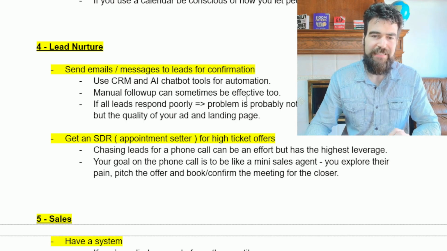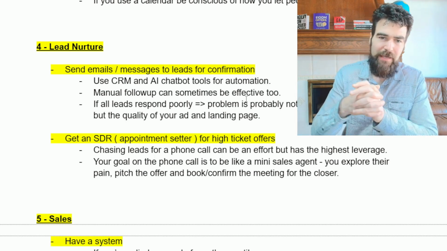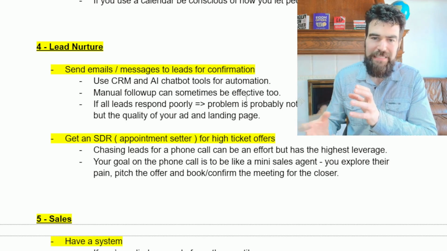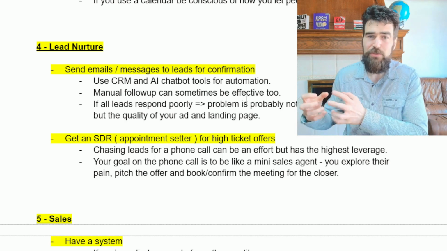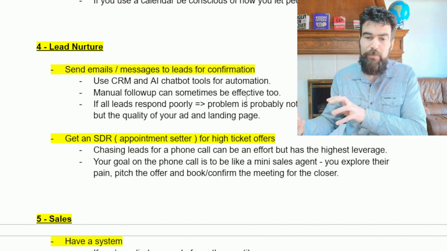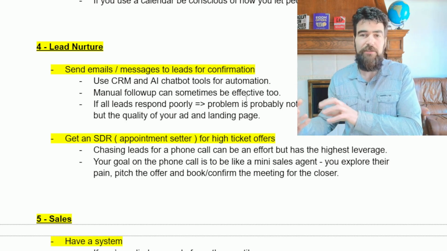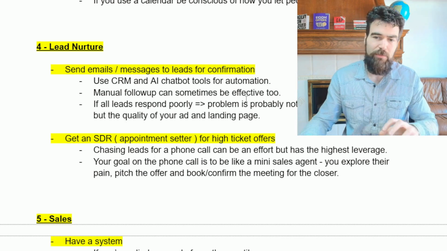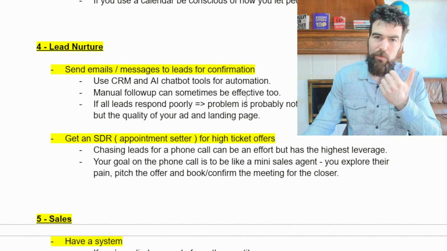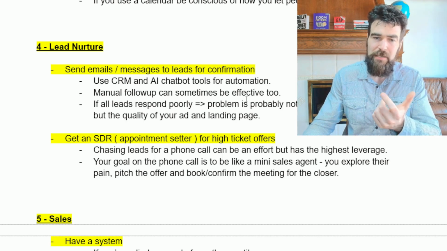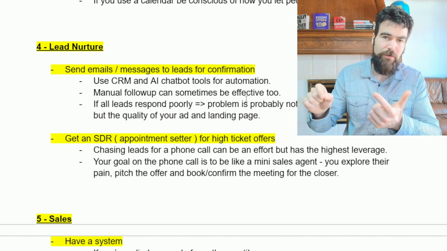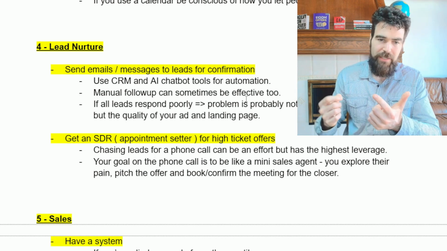Also, I need to say that if you're at this point and you're getting the leads, but you notice that all of the leads are responding poorly and you're trying to optimize your lead nurture process, probably the problem is not your lead nurture process, but a problem that existed earlier on: the quality of the advertisements or the quality of the landing page. So you might need to fix that first before you work on your lead nurture. So keep that in mind.